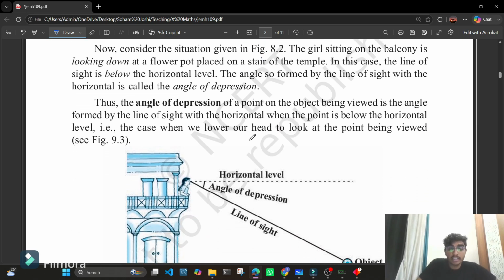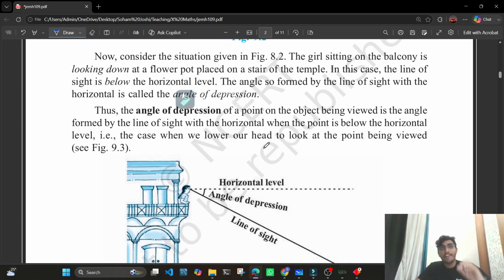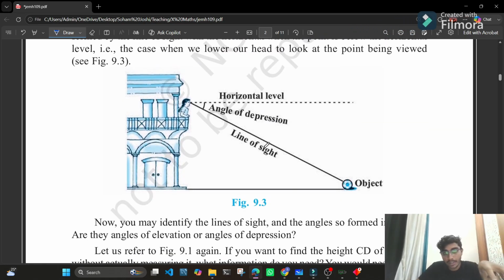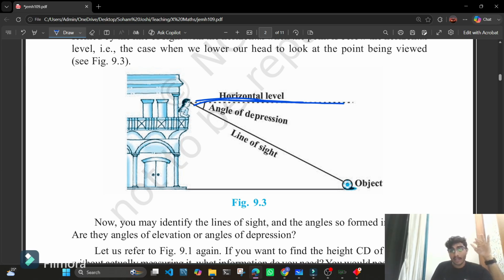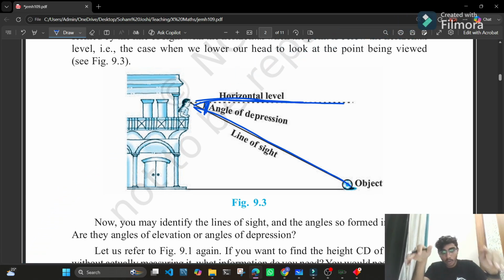One more concept is the angle of depression. If I am standing at a higher level and I look at an object or a point on the ground, my normal level was this, initially a horizontal level, and now my line of sight is at a lower level than my horizontal level. So this is my line of sight over here, and the angle made here is the angle of depression, that is, looking downwards. So the angle between the line of sight and the horizontal level, when I look at something at a lower level from my height, is called the angle of depression.